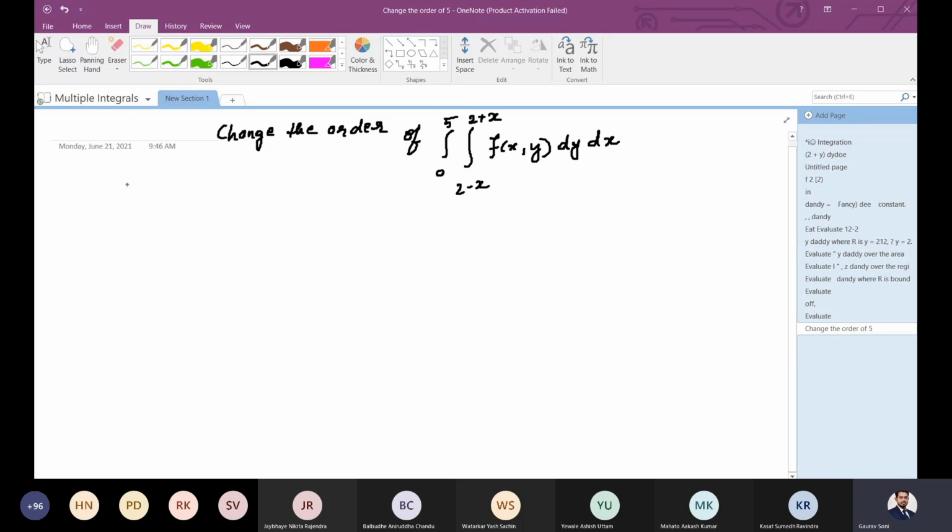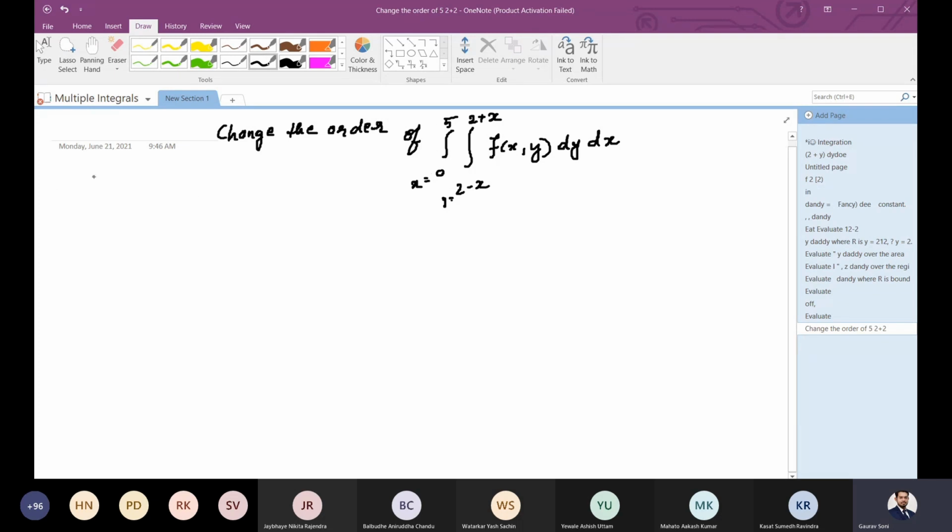So we just need to change the order. We don't need to actually evaluate the integral. So we'll collect the given information. x is used in the next integral. So x is running from 0 to 5. These are the limits for x. These are the limits for y.